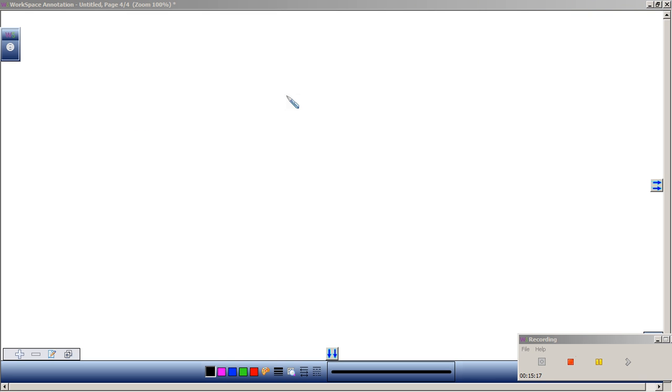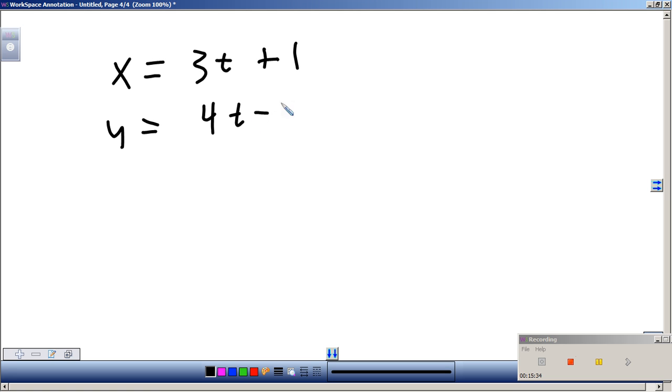Now, some of what it's going to ask you to do is change between rectangular form and parametric form. So if we said x equals, let's say, 3t plus 1, y equals 4t minus 7, how would I change this to rectangular form? What's my goal if I'm in rectangular form? What does my equation include? x and y.